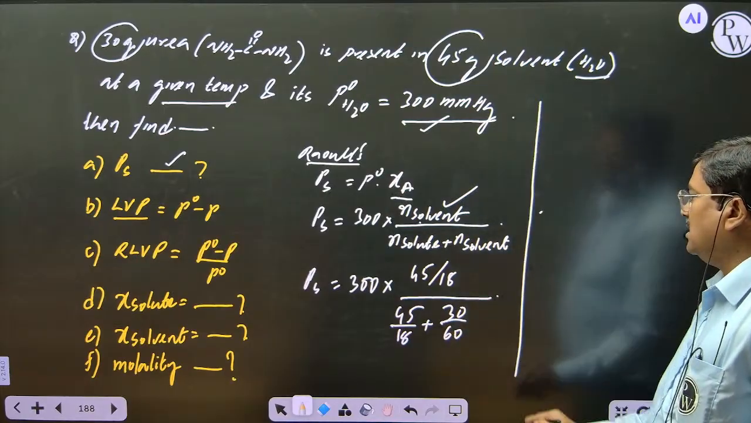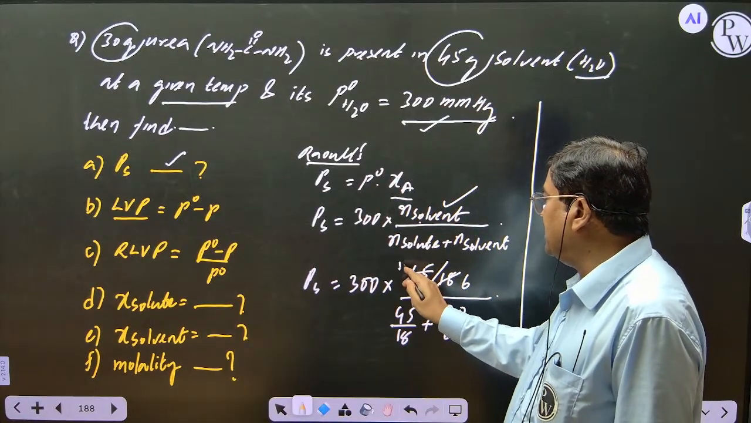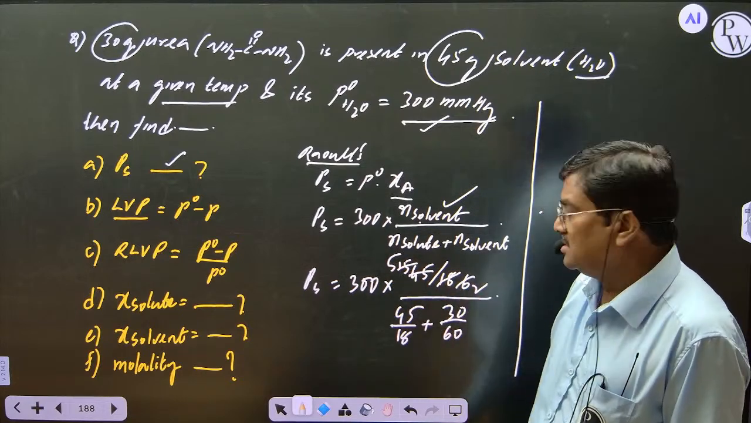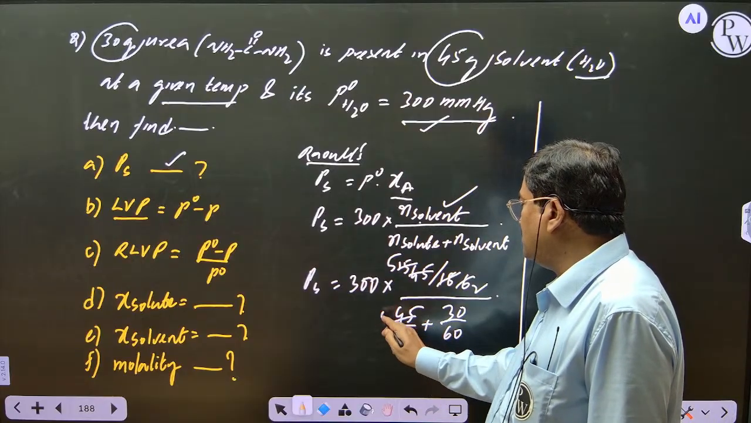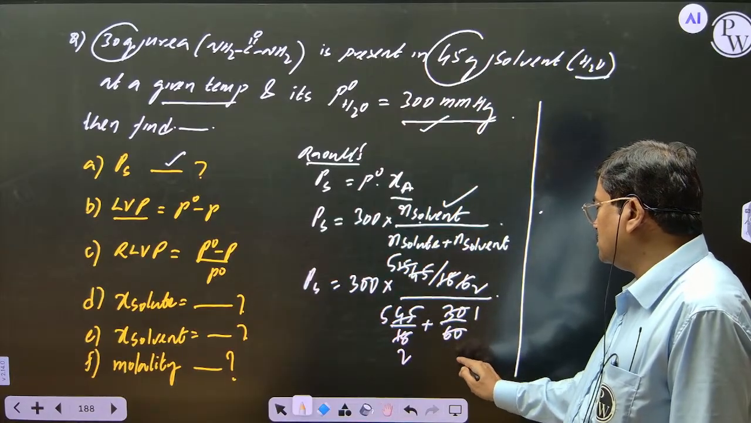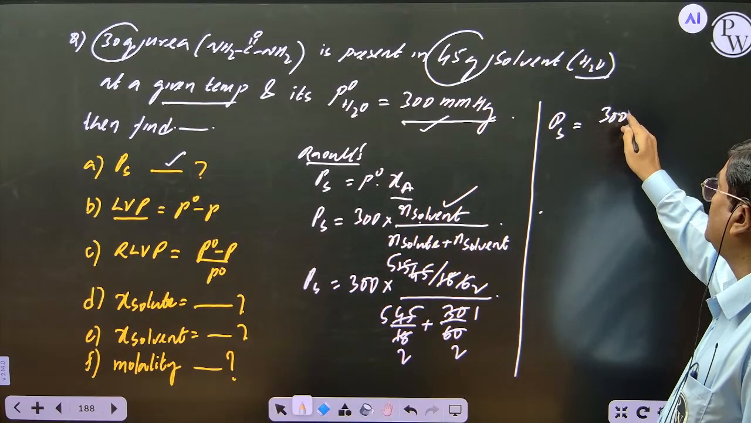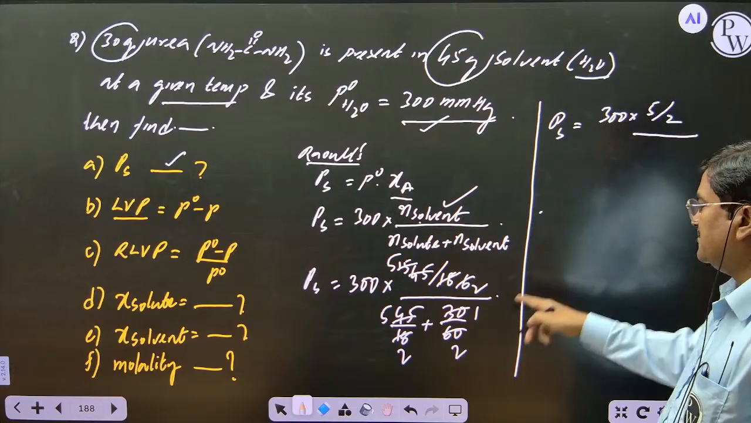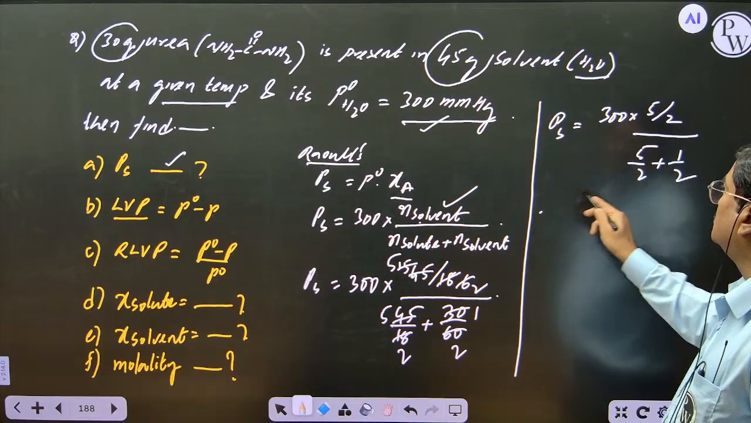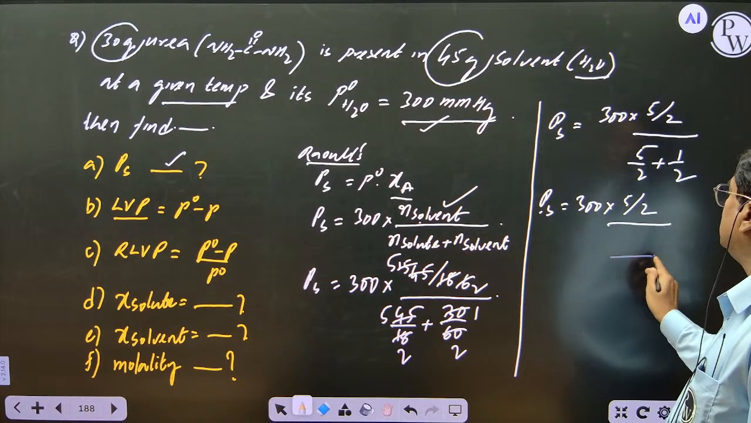Now find out any cancellation. 3 multiples will cancel. 3 6s are 18, 3 15s are 45, 3 2s are 6, 3 5s are 15. Is it coming 5 by 2 in the numerator? And the denominator also 5 by 2, and any cancellation, 30 will cancel by 2. So I am writing here, then PS of the solution is equal to 300 into 5 by 2, and the LCM for 5 by 2 plus 1 by 2. Then PS is equal to 300 into 5 by 2, the LCM for this will be 2.